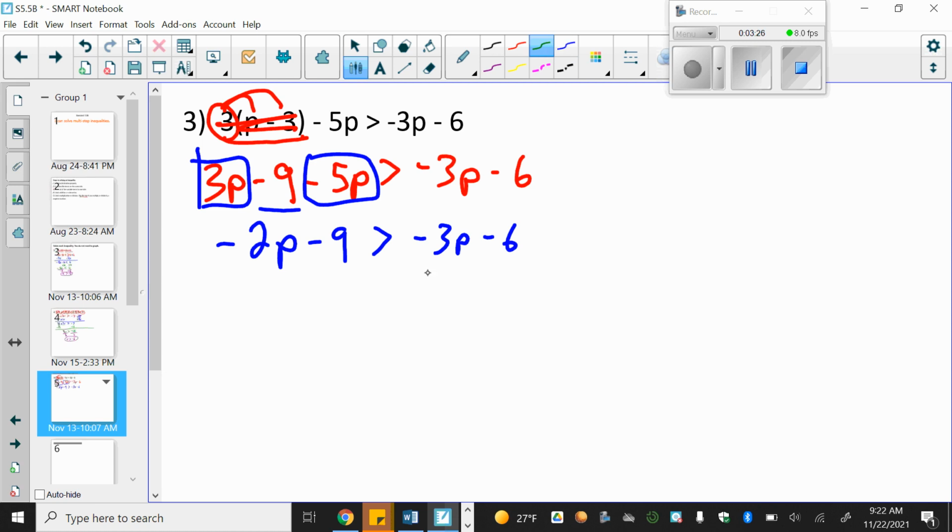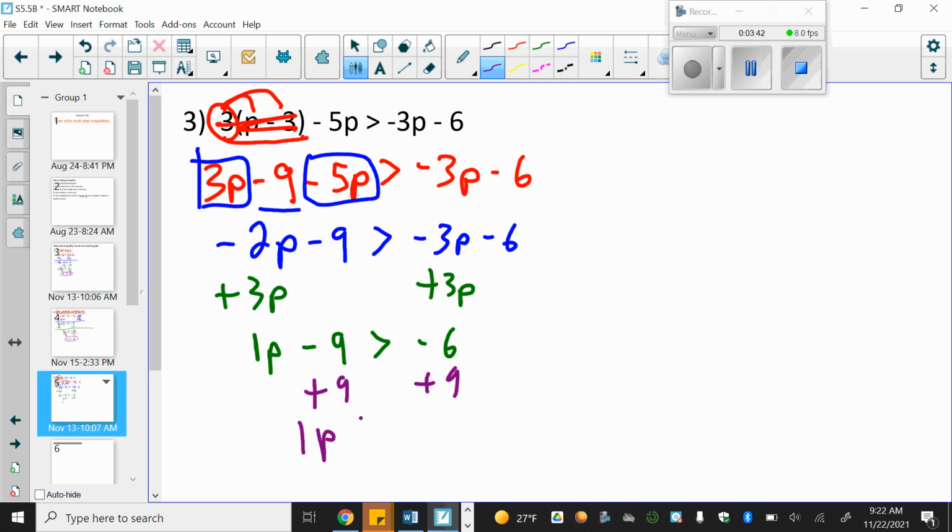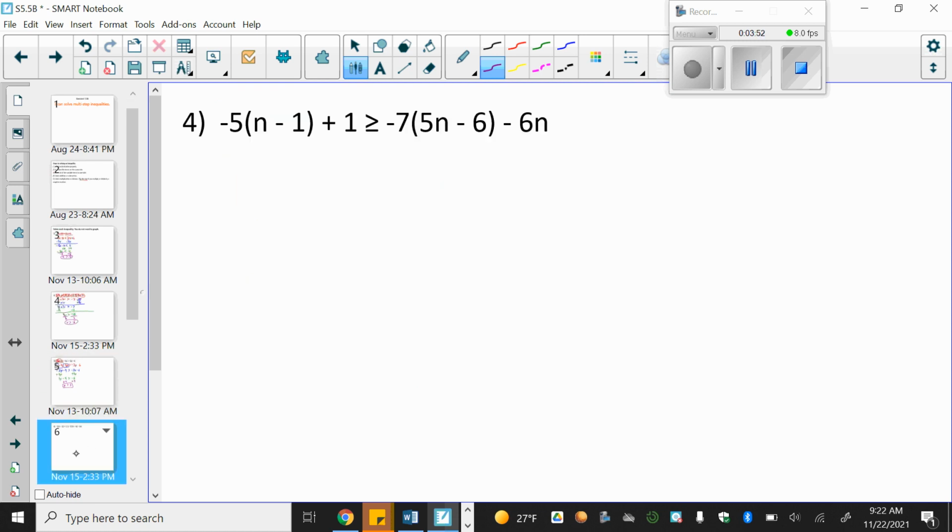Next, letters to one side. I'm going to add 3p and add 3p to get 1p minus 9 is greater than negative 6. And then I'm going to add 9 and add 9 to get 1p is greater than 3. And you know what? 1p is the same thing as p, so I'm just going to square that off and say p is greater than 3. No dividing to end it.